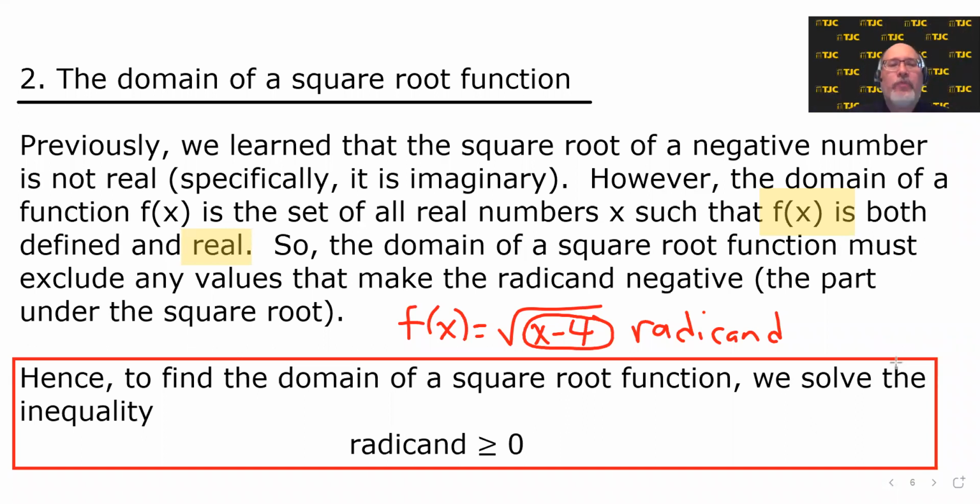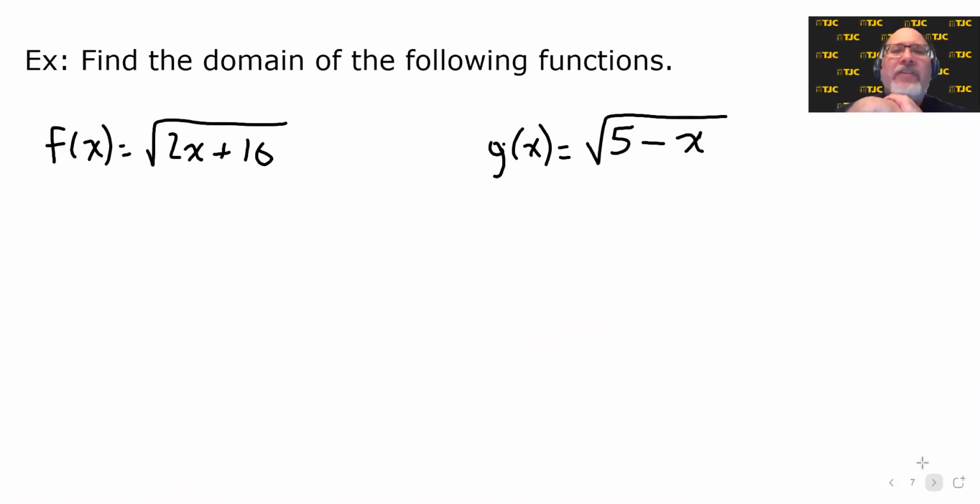All right, so to find the domain of a square root function, we solve the inequality radicand greater than or equal to 0. So let's take a look at a couple of examples. Find the domain of the following functions. First one is f of x equals the square root of 2x plus, that's supposed to be a 10. It kind of looked like a 16, although I could have solved either one of them.